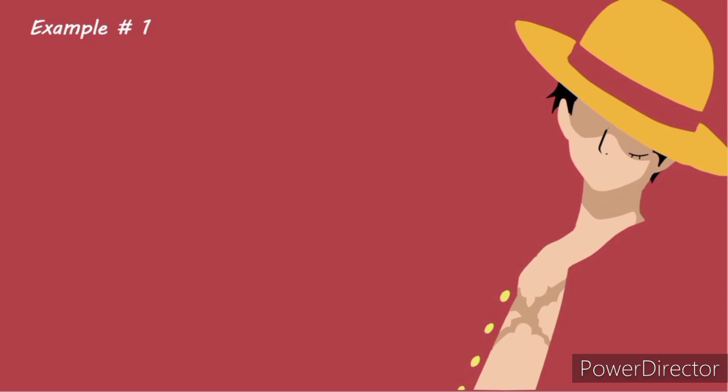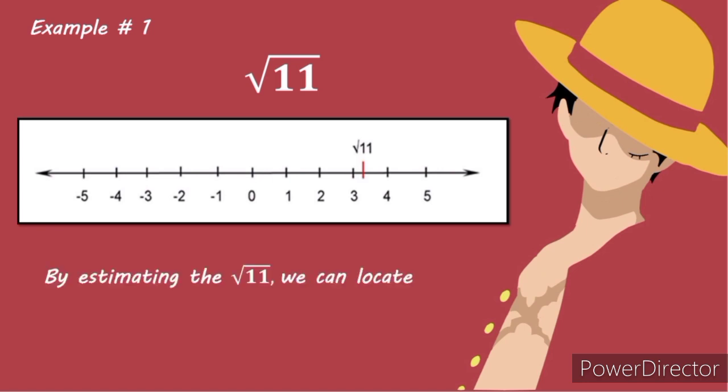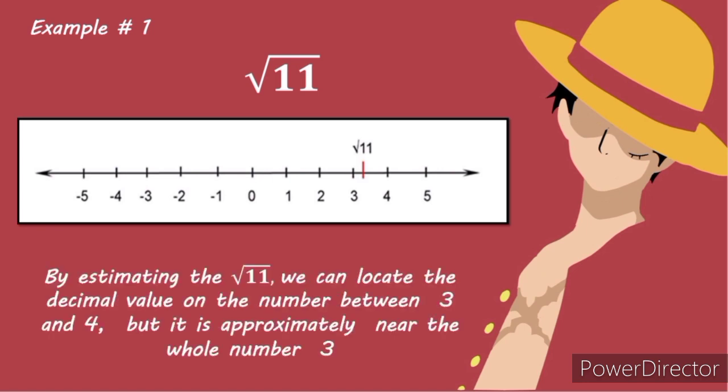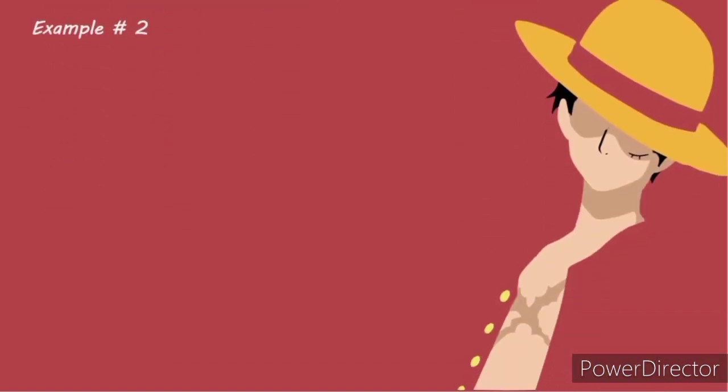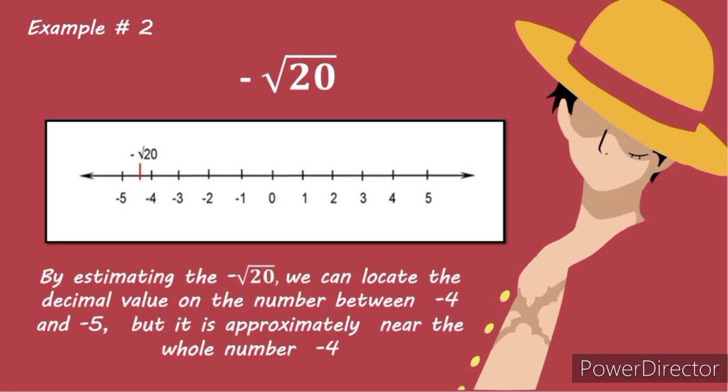Now let's have example number 1, square root of 11. Let's use this number line. By estimating the square root of 11, we can locate the decimal value on the number line between 3 and 4, but it is approximately near to the whole number 3. Now we have example number 2, negative square root of 20. Now let's use this number line. By estimating the negative square root of 20, we can locate the decimal value on the number line between negative 4 and negative 5, but it is approximately near to the whole number negative 4.